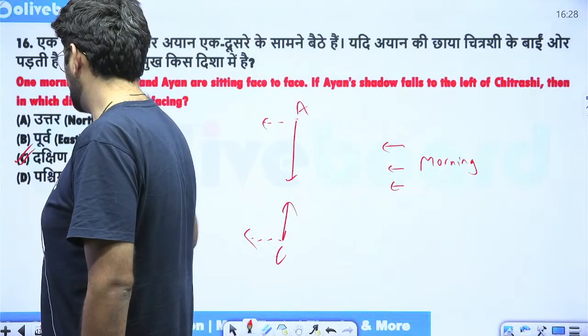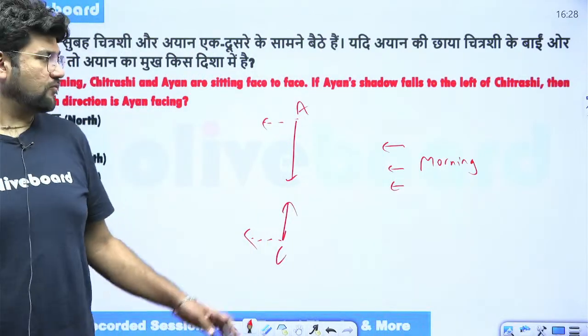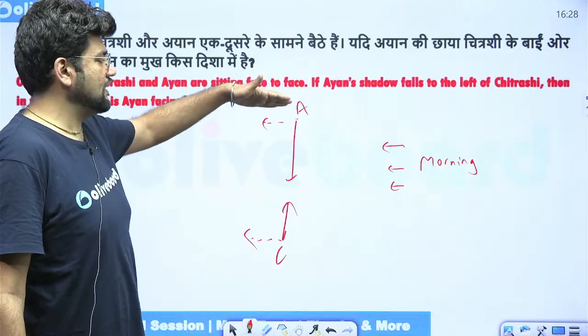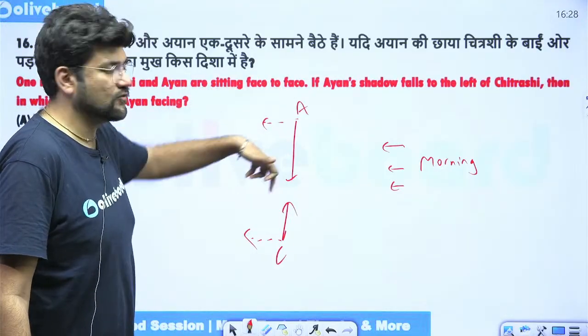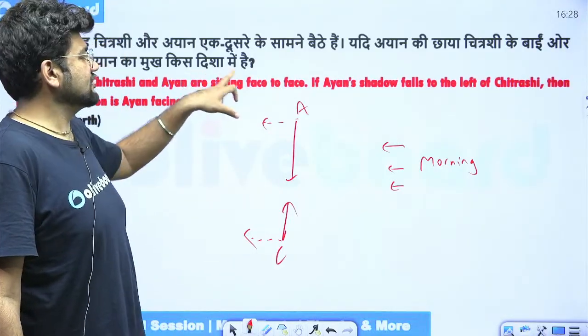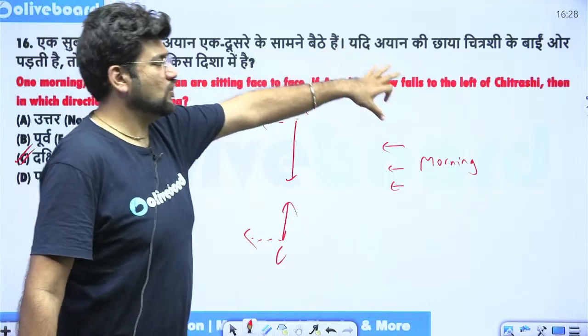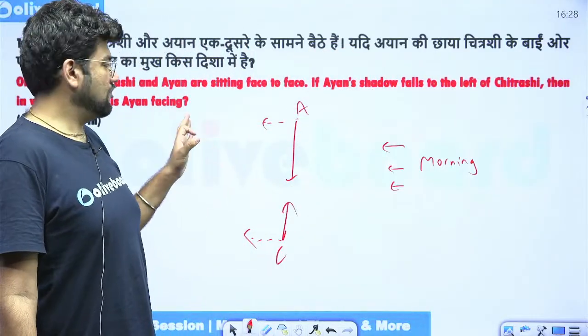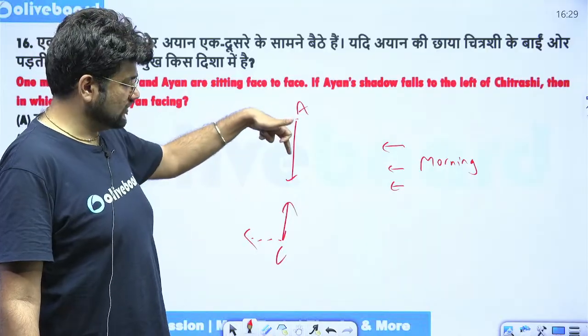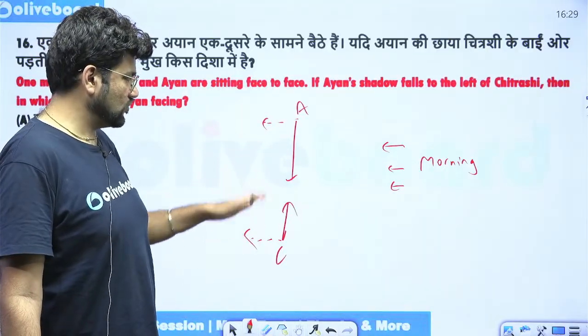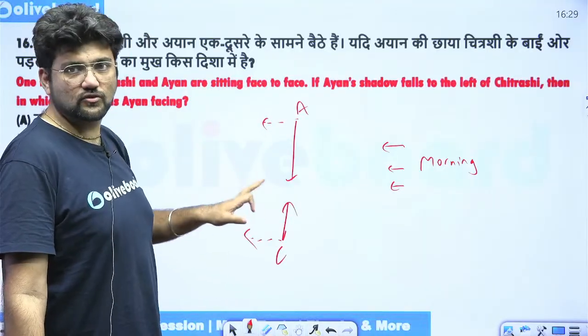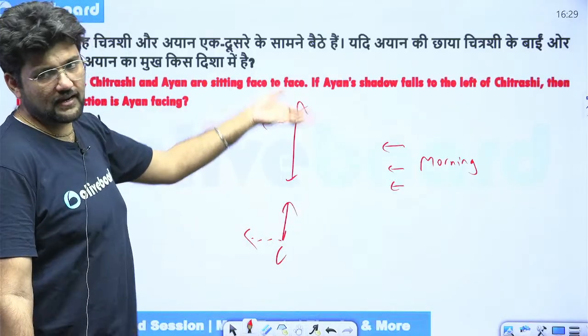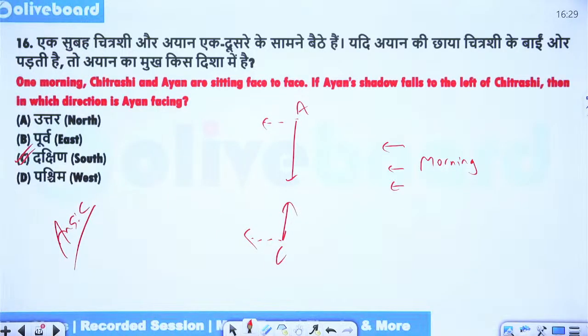Technically, what a lot of people do is they will form this seating and then they will actually place the shadow, looking at who's left, who's right. Don't do that. If they're showing you that the shadow is falling to the left of Chitrashi, both the shadows are going to be formed towards the left. But for whose left is it? For this guy it is the right, for this guy it is the left. So both the shadows are to its left. So this is Chitrashi, this has to be Ayan, and accordingly you will find the direction where Ayan is facing.